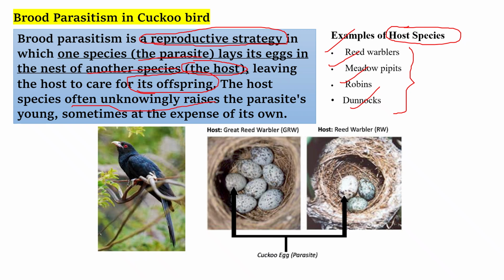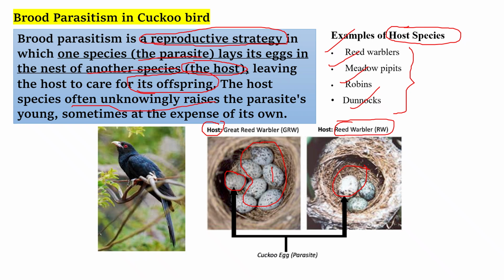Okay, so here you can see the host, which is a great reed warbler, GRW, and here you can see the reed warbler, which is RW, they have shown, and the eggs of both the birds, that is great reed warbler and reed warbler, and these are the eggs laid by the cuckoo. This is the egg laid by the cuckoo, and the rest are of that original bird, that is the host. So these all are host bird eggs, and one is the cuckoo bird egg, and here also this one is the cuckoo bird's, and the others are reed warbler eggs.